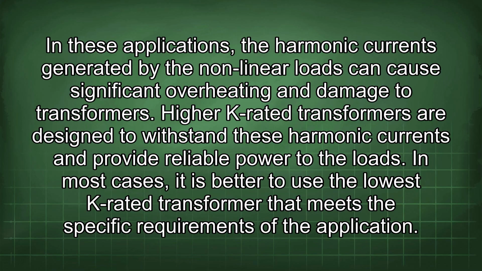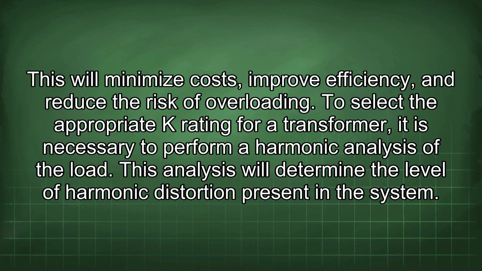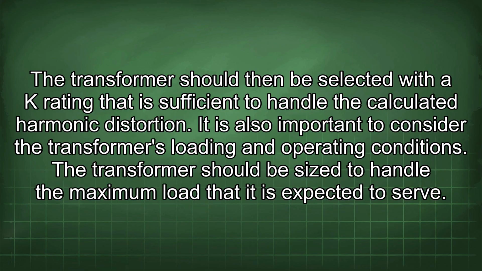In most cases, it is better to use the lowest K-rated transformer that meets the specific requirements of the application. This will minimize costs, improve efficiency, and reduce the risk of overloading. To select the appropriate K rating for a transformer, it is necessary to perform a harmonic analysis of the load. This analysis will determine the level of harmonic distortion present in the system. The transformer should then be selected with a K rating that is sufficient to handle the calculated harmonic distortion.